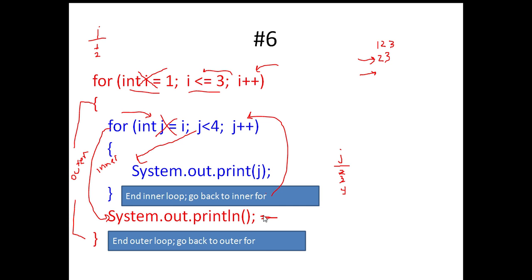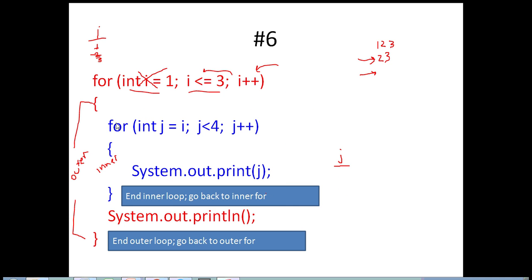After this line, we go to the next line down, and it says to end the outer loop, so go back to the outer for. So we do that, and we come in, and we increment i, so i is now 3. And so now we go to the test inside, and 3 is less than or equal to 3, so we jump back into the loop.